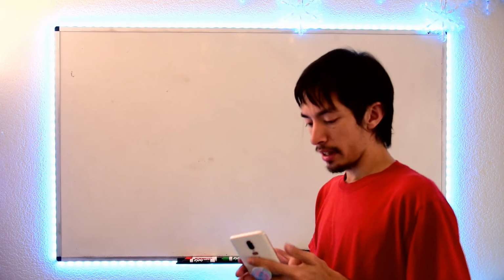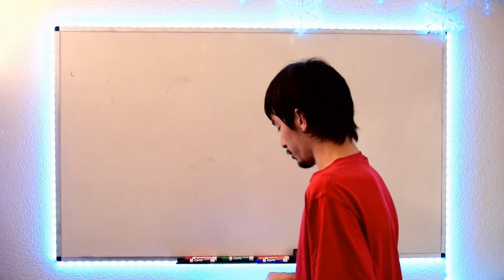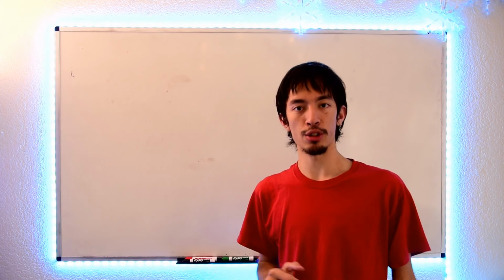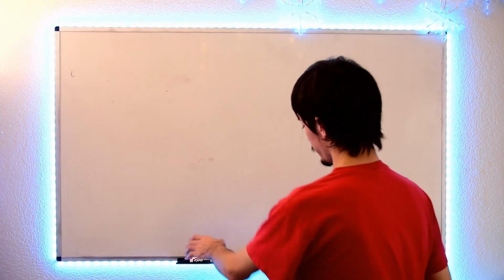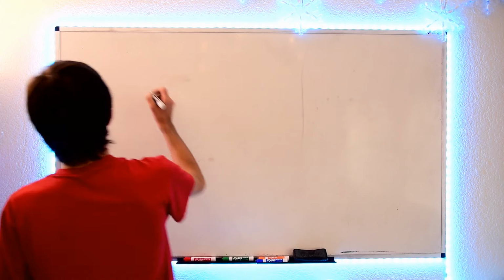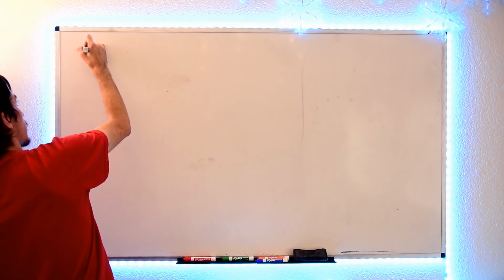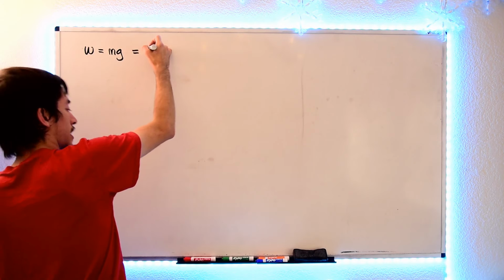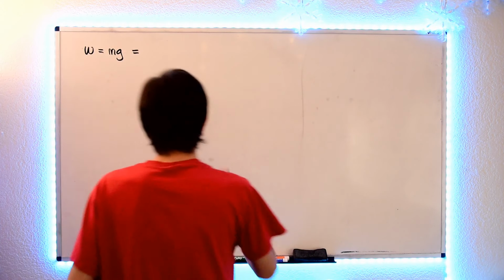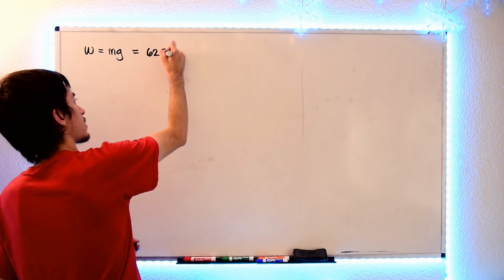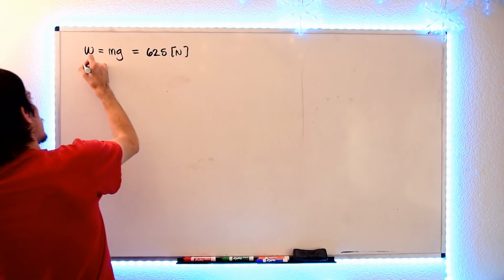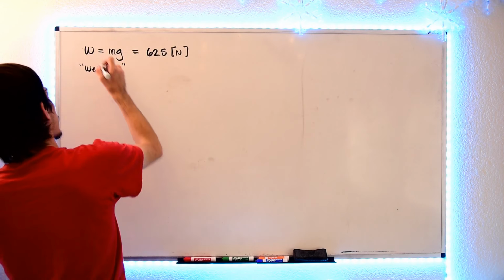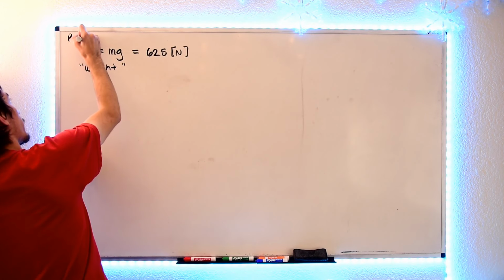All right. So for this problem, we need to talk about the idea of apparent weight versus your true weight. Okay, so in this problem, it says that the weight, if you want to call it W or mg, the weight is a given value and it's 625 newtons. Okay. So this is problem 3.